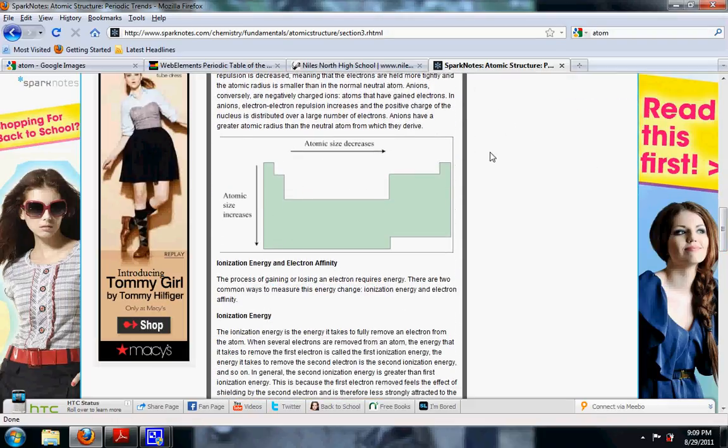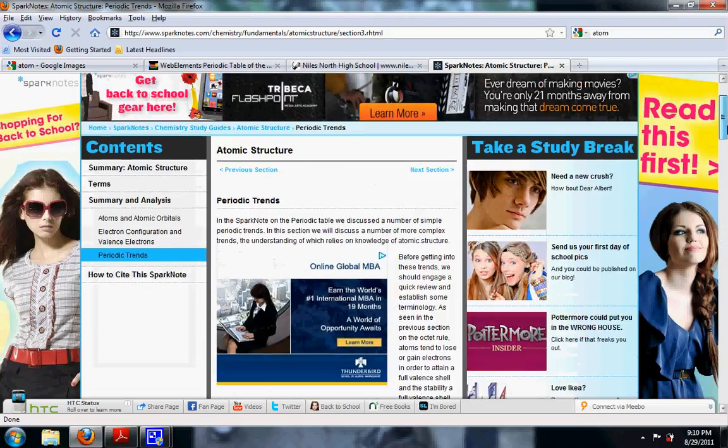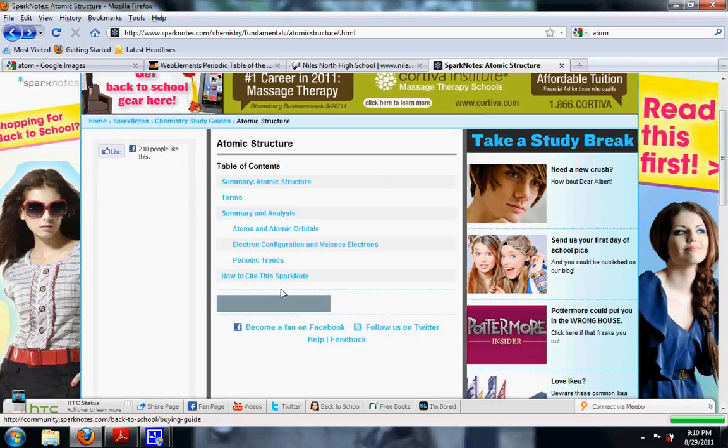So this website shows you pretty well that atomic size gets smaller as you go to the right, and it gets bigger as you go down. The rest of those terms we're not really going to be talking about right now, but you're welcome to read them. And then if you go back to that main page, you're going to see a bunch of other links that might help you from our last discussion. And so that's a little bit about the periodic table, and we're going to practice some stuff in class.